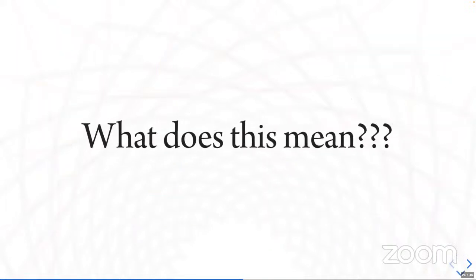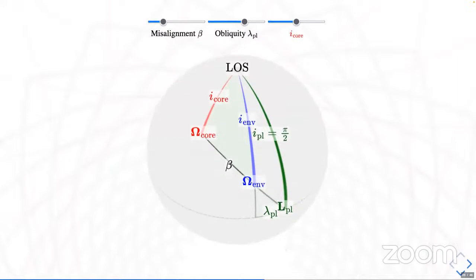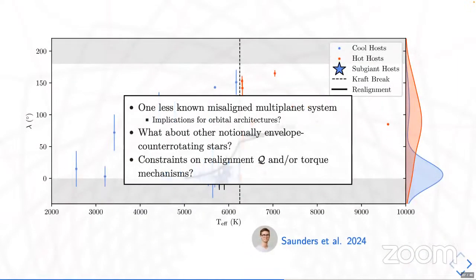Okay, so the implications of this are kind of interesting, right? Because it means that we've kind of killed off one of the three known spin orbit misaligned planets with mutually aligned planets. And that has kind of interesting implications for how these misaligned orbital architectures form.